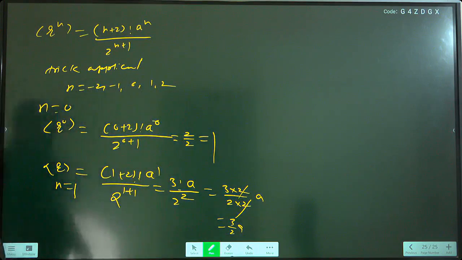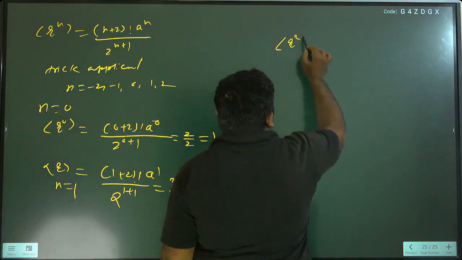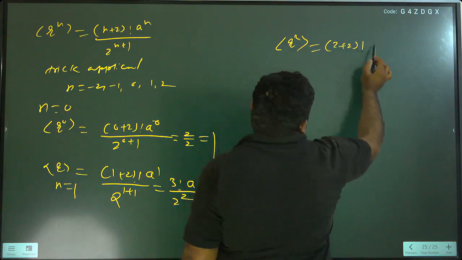आ रहा है समझ में? This is the expectation of r. And what is the expectation of r square? Expectation of r square is equal to, yes. What is the value of n? n is equal to 2, means 2 plus 2, complete factorial.